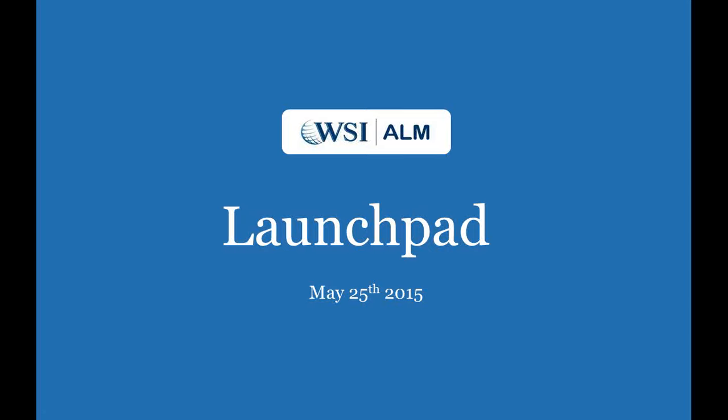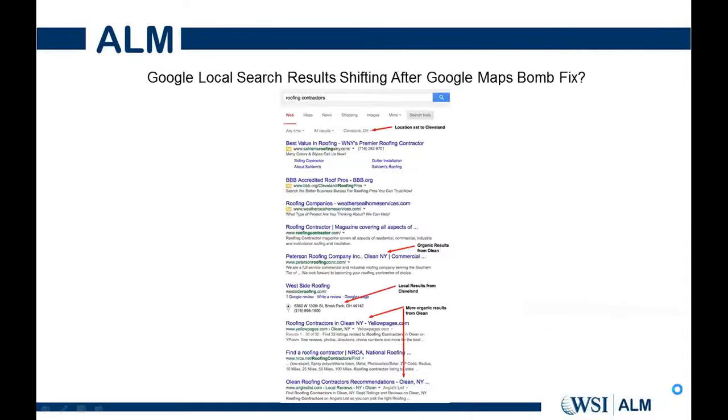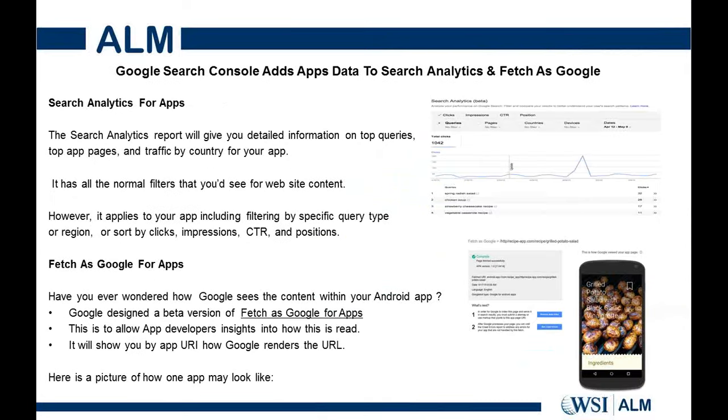However, it does apply to your app, including filtering by specific query type or region, or sorting by clicks, impressions, CTR, and positions. Google designed a beta version of Fetch as Google for Apps to give app developers insight into this, and it will show you by app URL how Google renders a URL. And I added a picture there for you to take a look at.